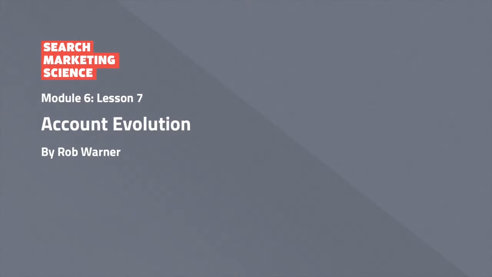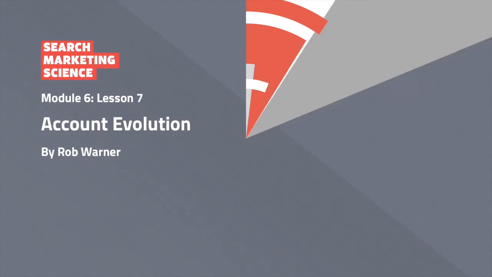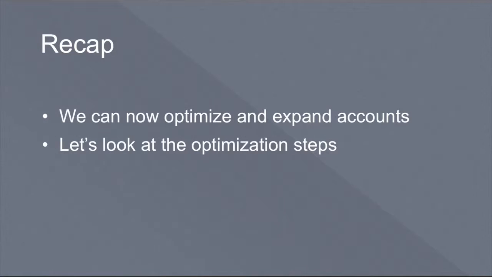Welcome to lesson 7 in our account management module, where we're going to look at account evolution. Now, to recap, in the previous 2 sessions we first focused on how to expand a campaign that's already hitting its goal, and we went through the steps that we can do to do that. We looked at adding keywords, changing targeting settings, changing bids, all those kinds of tools that allow us to grow the scope of our campaign.